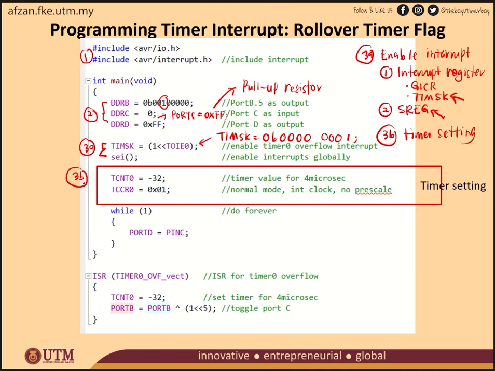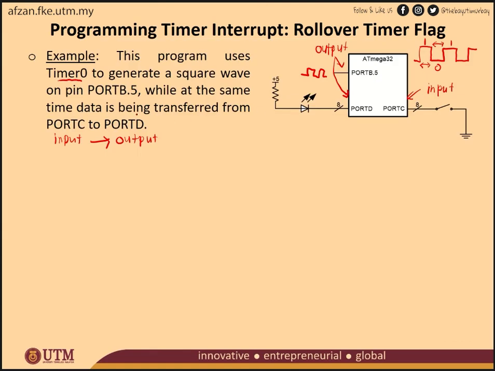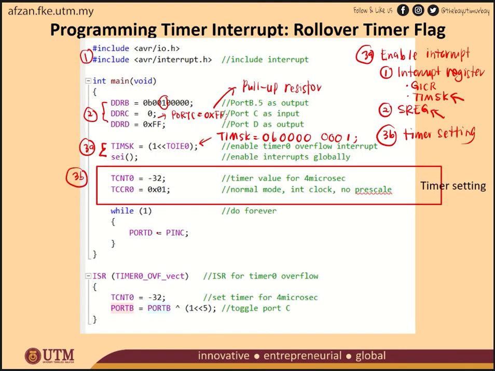And then after that, step number 4, your main program. So this is your main program inside of your while loop. In this case, what is your main program here? It says that you need to send the port C to your port D. So you just write down PORTD equal to PINC, just like that.